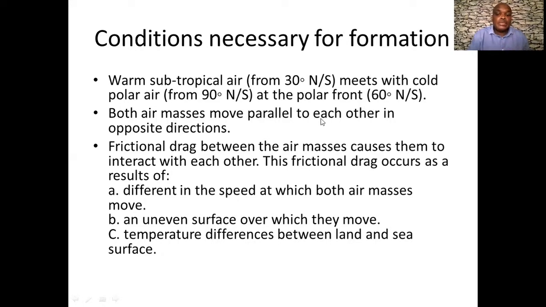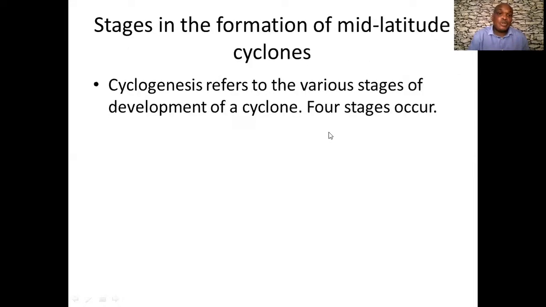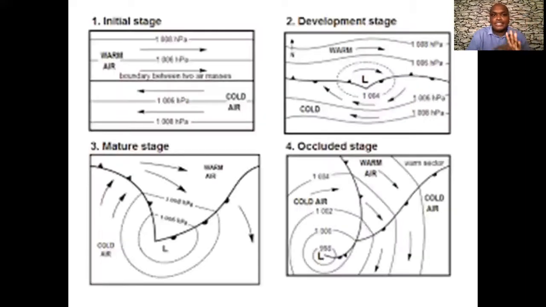Now let us look at the stages. We are going to discuss the stages in the formation of mid-latitude cyclones. We refer to the stages of the mid-latitude cyclone as cyclogenesis. The term cyclogenesis refers to the various stages of development of mid-latitude cyclones. We have 4 stages.